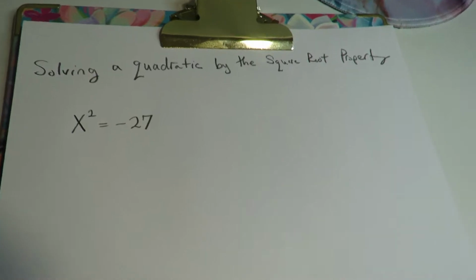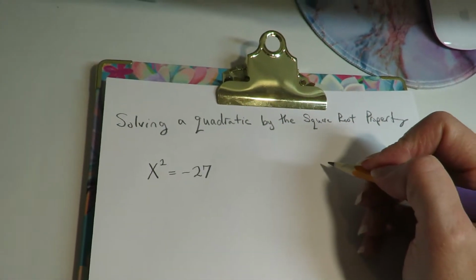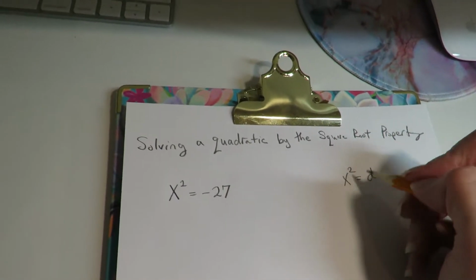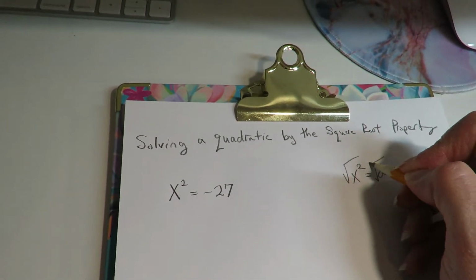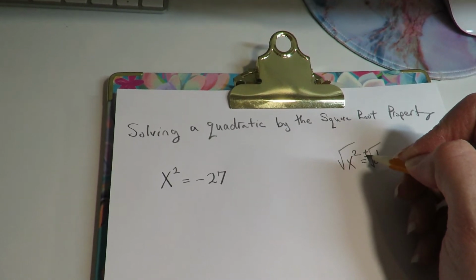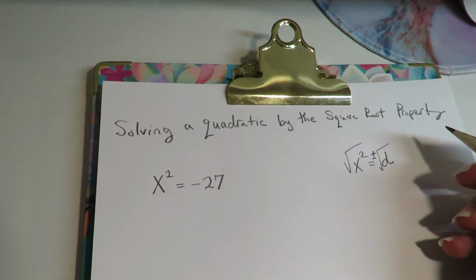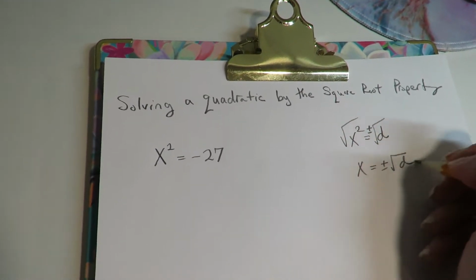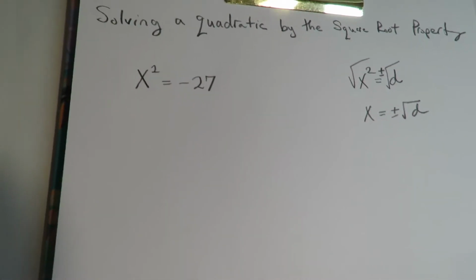So the square root property means that you have something squared equal to a constant. And how you do it is you take the square root of both sides. Make sure you put a plus or minus because this is going to have two answers, unless of course it's 0, then it has 1. And then you're going to get that it's plus or minus that constant.